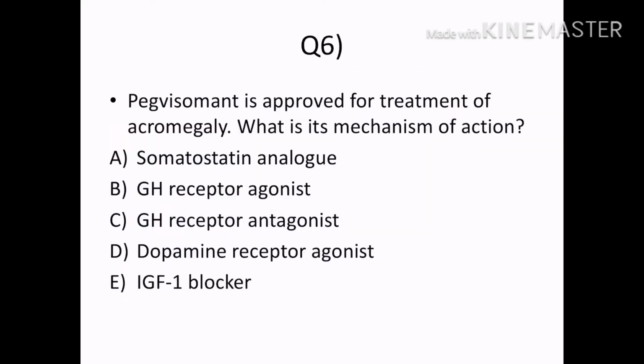Question number 6. Pegvisomant is approved for treatment of acromegaly. What is its mechanism of action? A. Somatostatin analog. B. Growth hormone receptor agonist. C. Growth hormone receptor antagonist. D. Dopamine receptor agonist. E. IGF-1 blocker. Now, acromegaly is a condition that results from excessive release of growth hormone within the body. We need a drug that would block the effects of excessive growth hormone. Pegvisomant is an approved treatment, and we have to tell which is its mechanism of action.